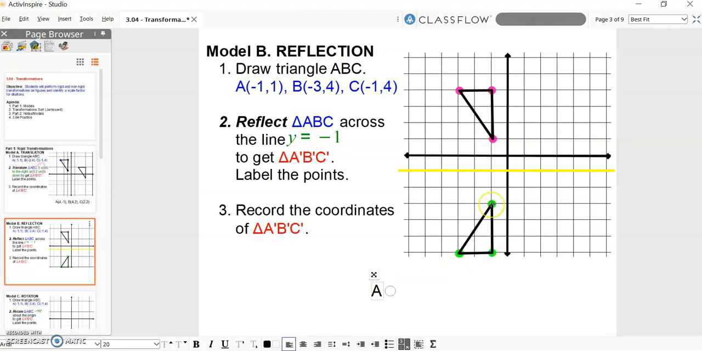A is this guy, which is -1, comma, -3. B is this point. So we go 1, 2, 3 over, and we went 6 down, so -3, -6. And finally C is -1 over, and -6 down.